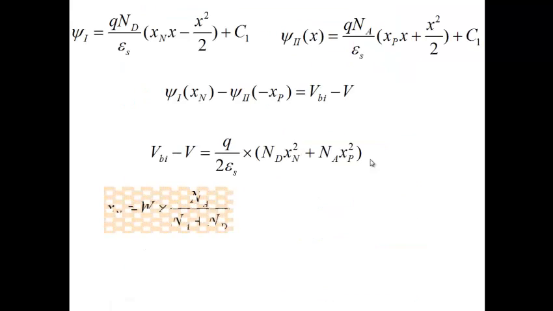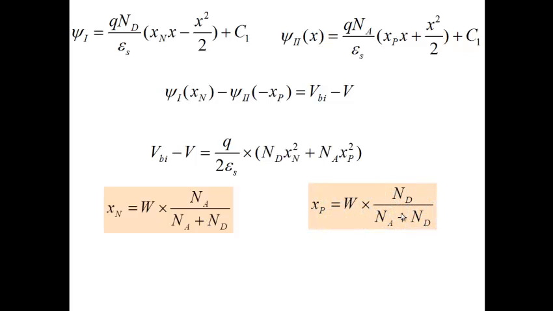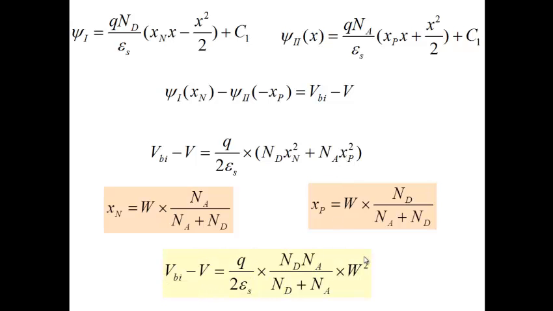Therefore I will get a very general expression for my depletion width. All I have to do is take my expressions here. I calculate psi1 at x_n and psi2 at minus x_p, and set the difference equal to V_BI minus V. x_n and x_p we had already obtained earlier, so I put them in, and we get this final expression: V_BI minus V equals q by 2 epsilon_s times N_D N_A over (N_D plus N_A) times W squared, where W is the width. If you are in equilibrium, put V equal to 0. q and epsilon_s are known, dopings are known, and therefore you can find the depletion width W.